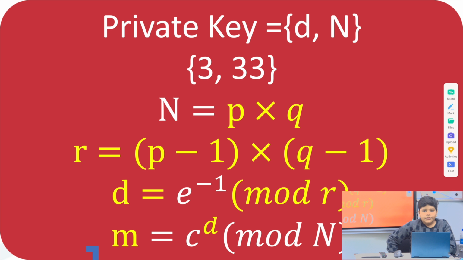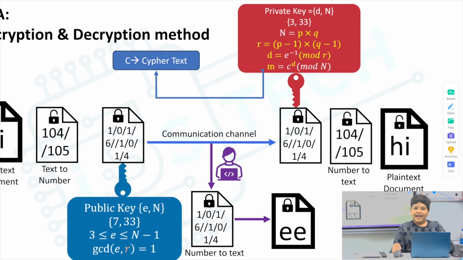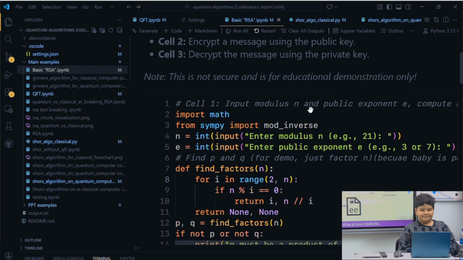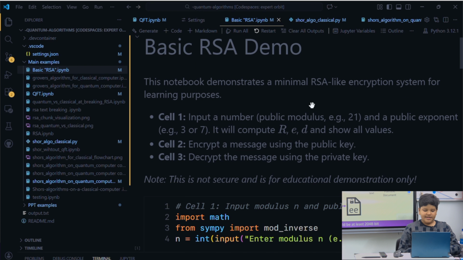So now we know what the mod function does, and we know d. D is e inverse mod r. So then we can encrypt and decrypt the message using this, and I have written some Python code for this, so we don't need to do everything by hand. So Python code time. Wahoo! So this is the basic RSA demo.